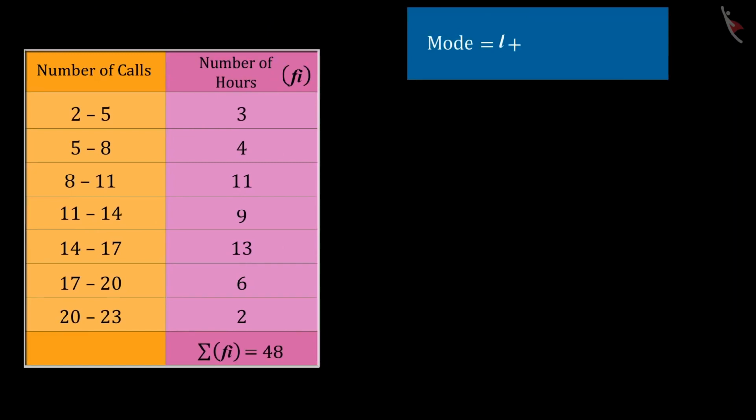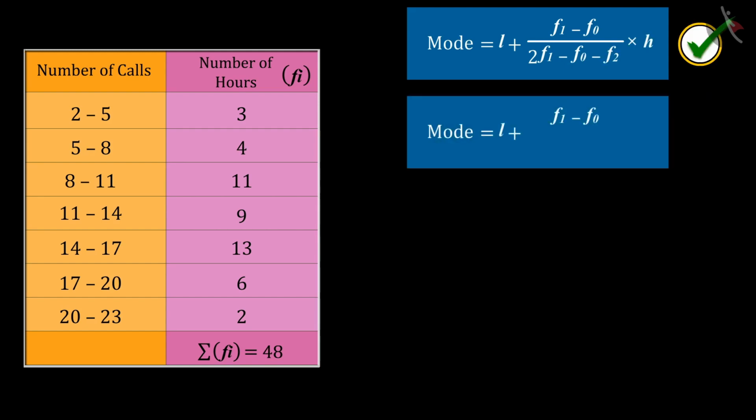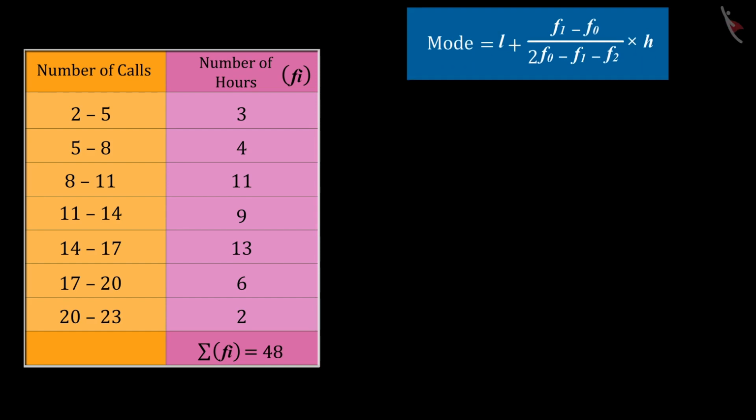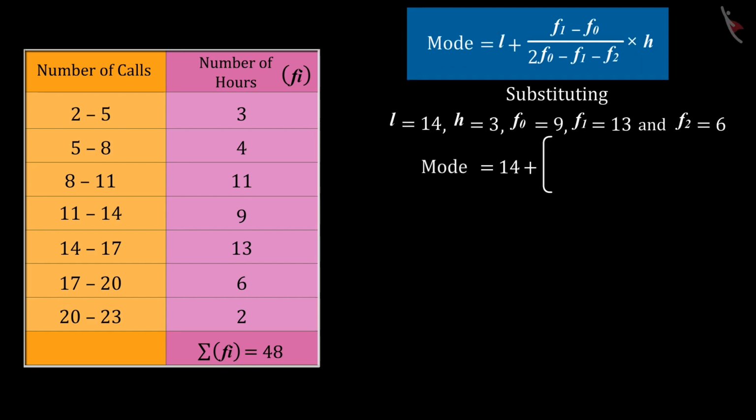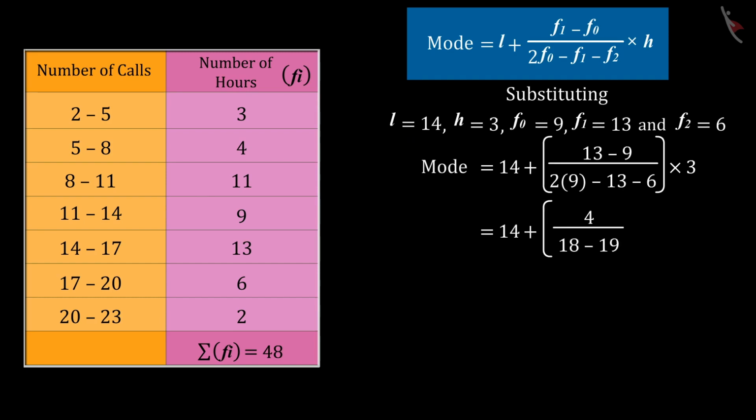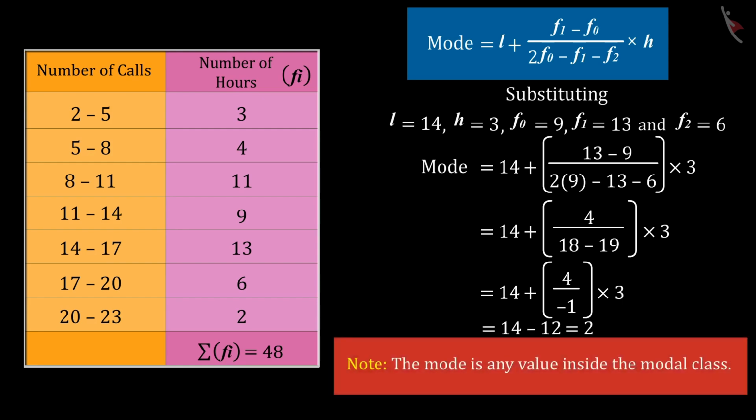Because in the mode formula, instead of L plus (F1 minus F0) upon (2 times F1 minus F0 minus F2) multiplied by H, you substitute L plus (F1 minus F0) upon (2 times F0 minus F1 minus F2) multiplied by H and solve on the same basis, which upon being solved, gives the value of mode as 2, which is an incorrect answer, because the value of mode is any value inside the modal class.